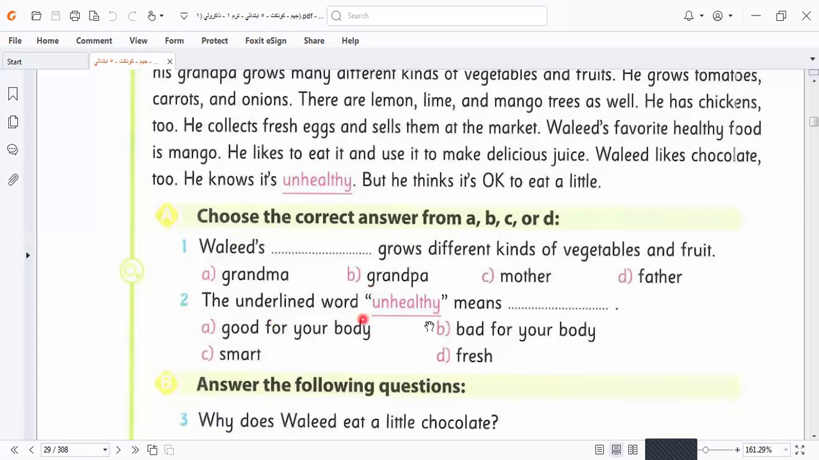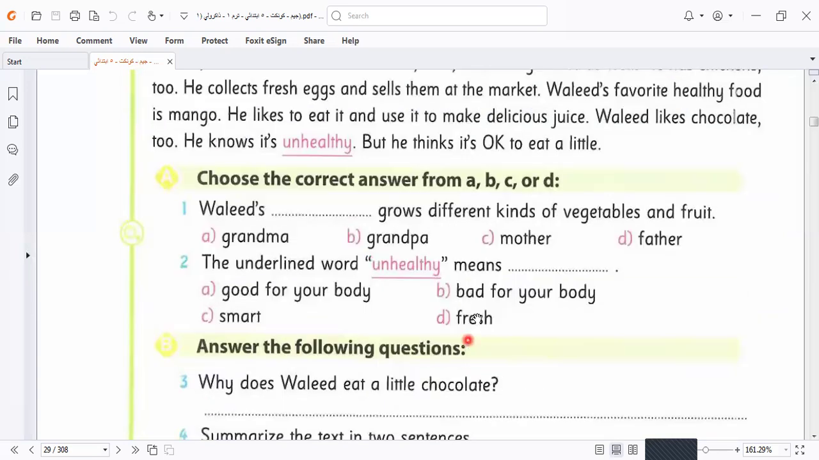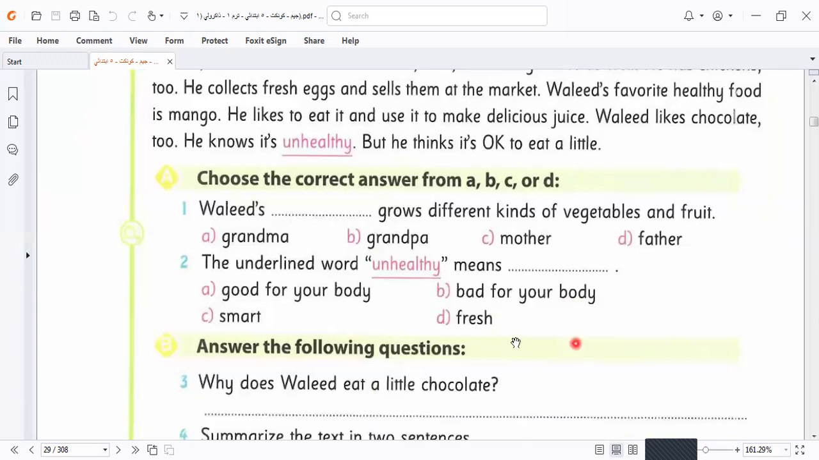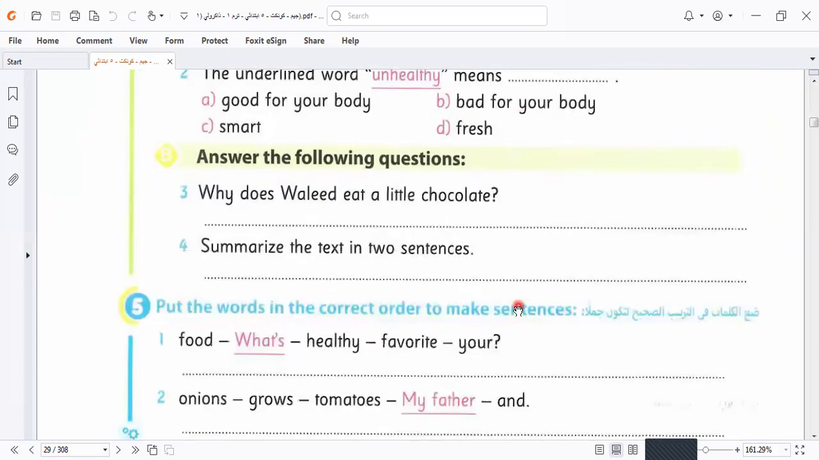The underlined word unhealthy means what? Is it good for your body or bad for your body? You can guess with me. Unhealthy means what? Good for body or bad for body? No, it's bad for the body. When we say healthy, it's good for the body. So here you have unhealthy, it means it's bad for your body.